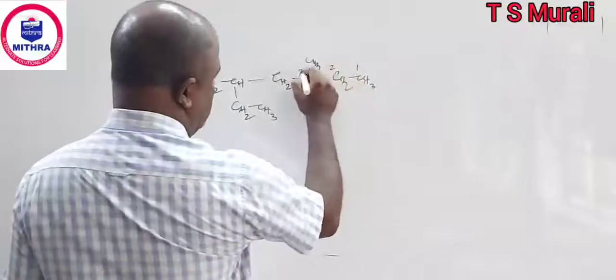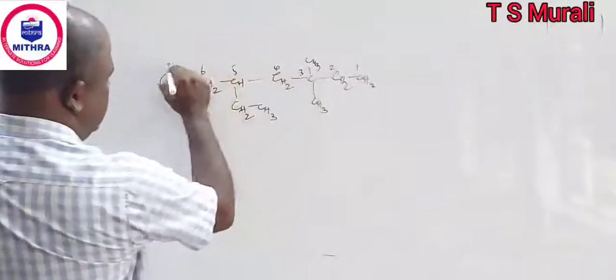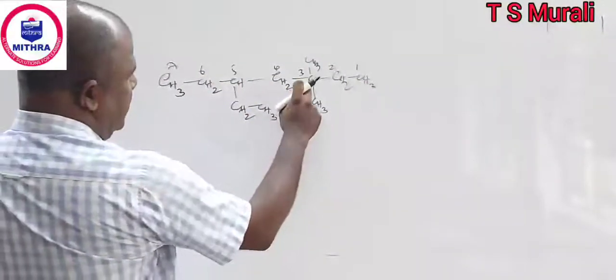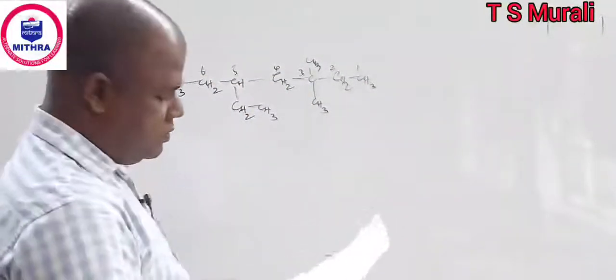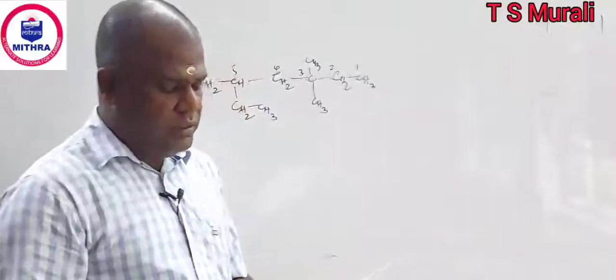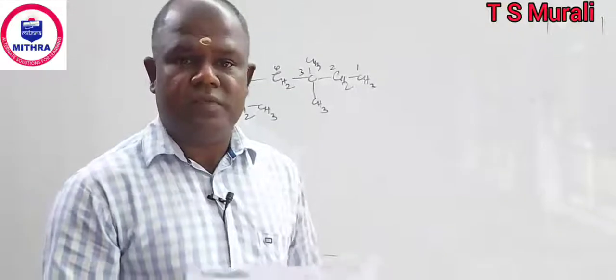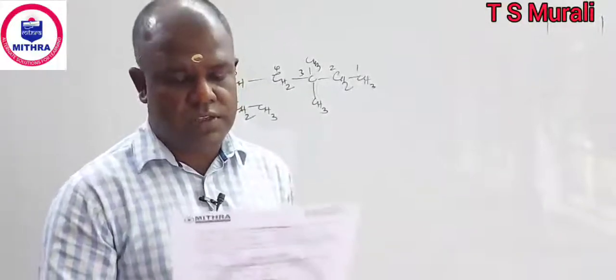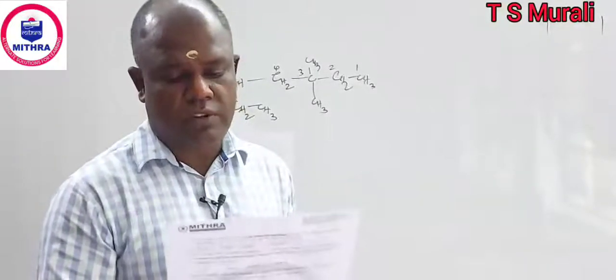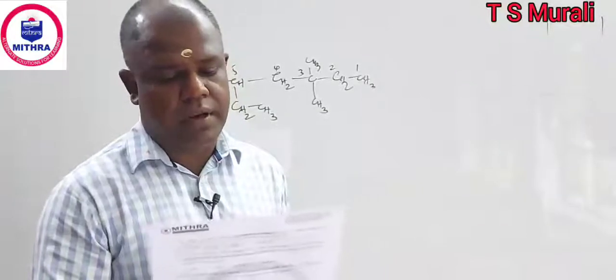So 1, 2, 3, 4, 5, 6, 7 means 5-ethyl, 3,3-dimethyl heptane. 5-ethyl, 3,3-dimethyl heptane. You find the answer that is given in the option. I think it is 4. 5-ethyl, 3,3-dimethyl heptane.